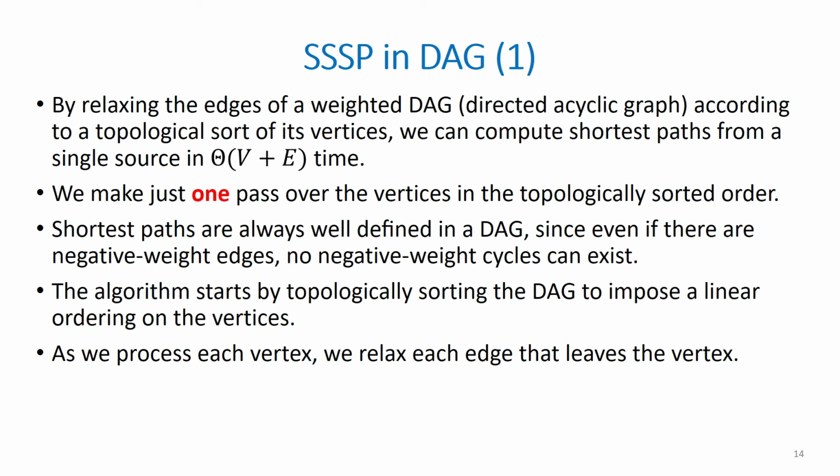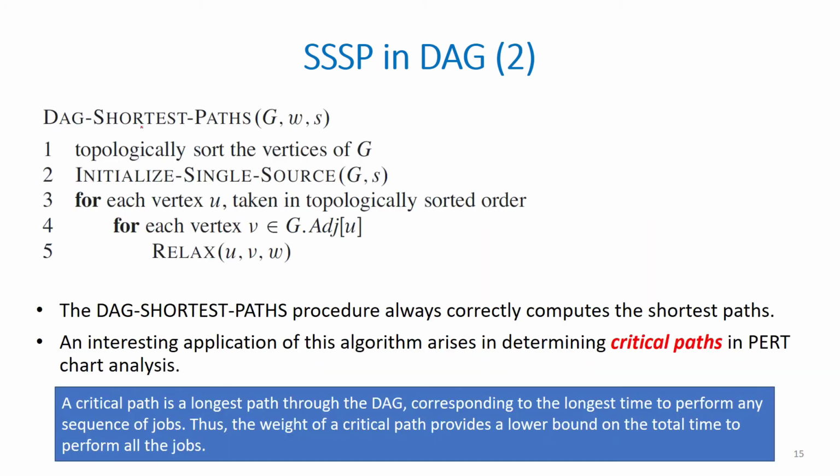Obviously, since there are no cycles in a DAG, shortest paths are well defined. So, topologically sorting the DAG orders the vertices and relaxing each edge that leaves each vertex would result in a linear running time. This is the pseudocode for finding DAG shortest paths. First, we topologically sort the vertices in the DAG. Then, initialize the attributes of each vertex. On line 3, we take each vertex in the sorted order and relax every edge that leaves this vertex.